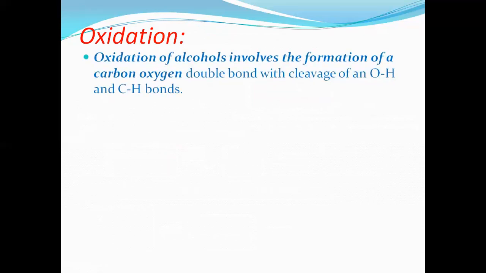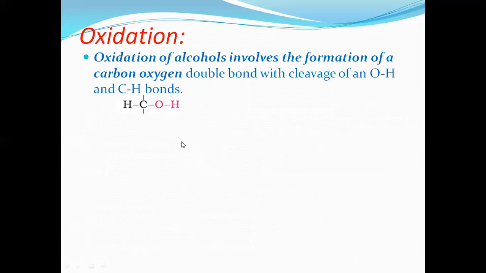Alcohol undergoes oxidation by breaking both the bonds, both the OH bond and the CH bond. In the first two reactions, we studied breaking of the OH bond. In the next reactions, we studied breaking of the CO bond. Now, the breaking of both OH as well as CH bond. The oxidation takes place here.